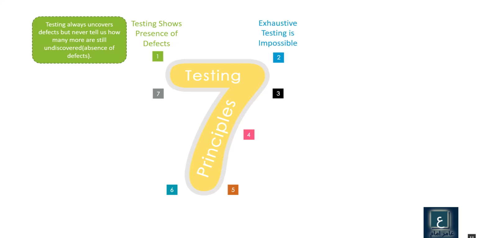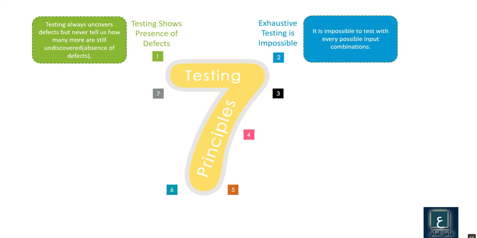Principle number 2 is exhaustive testing is impossible. So we cannot test, or it is impossible to check or test with every possible input combination. So how can we make sure of our test coverage? We can by proper planning and risk assessment. We can even maximize our coverage as well.